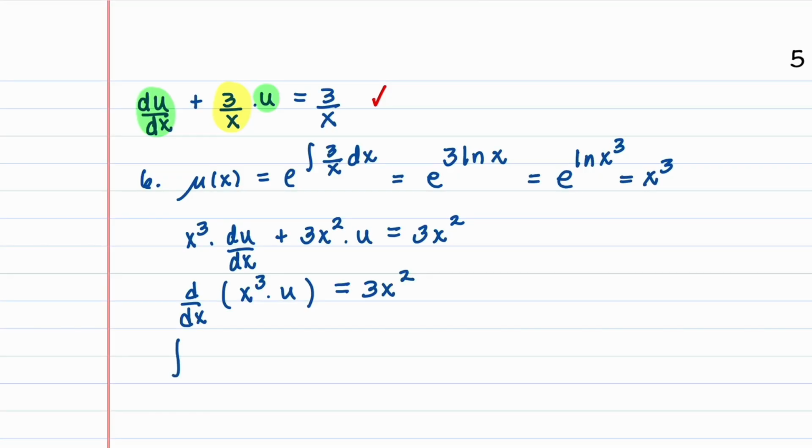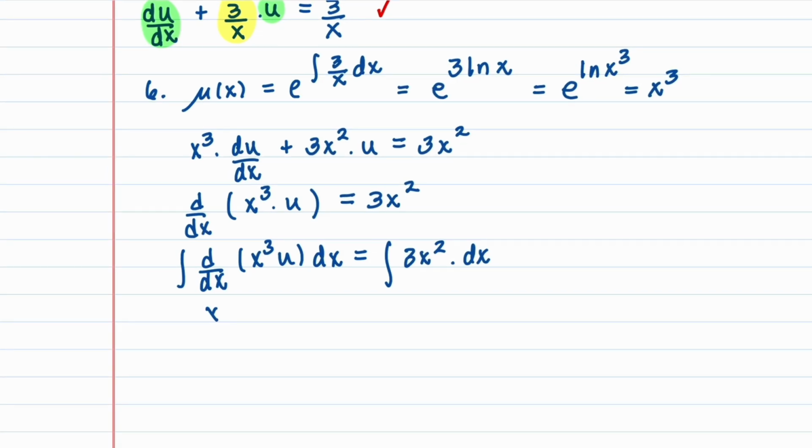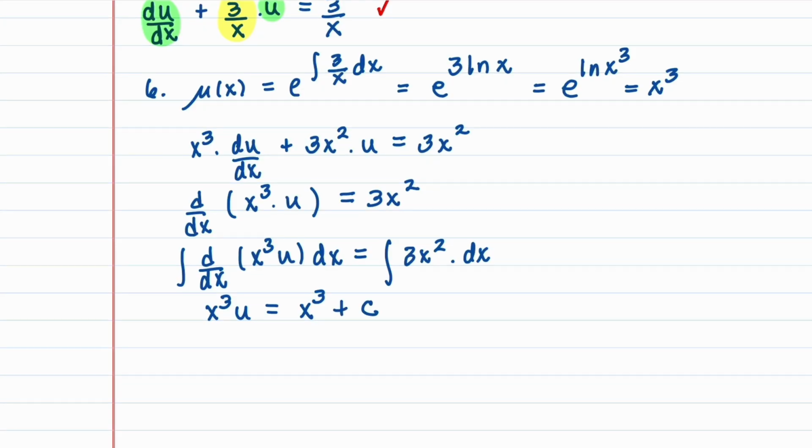Now we can go ahead and integrate both sides. The integral on the left is just the integral of a derivative, so we just have x cubed u. And then on the right, oh, it works out nice. We end up with x cubed, and then we have to add on our arbitrary constant c. Let's now solve for u. U is going to be 1 plus c over x cubed.